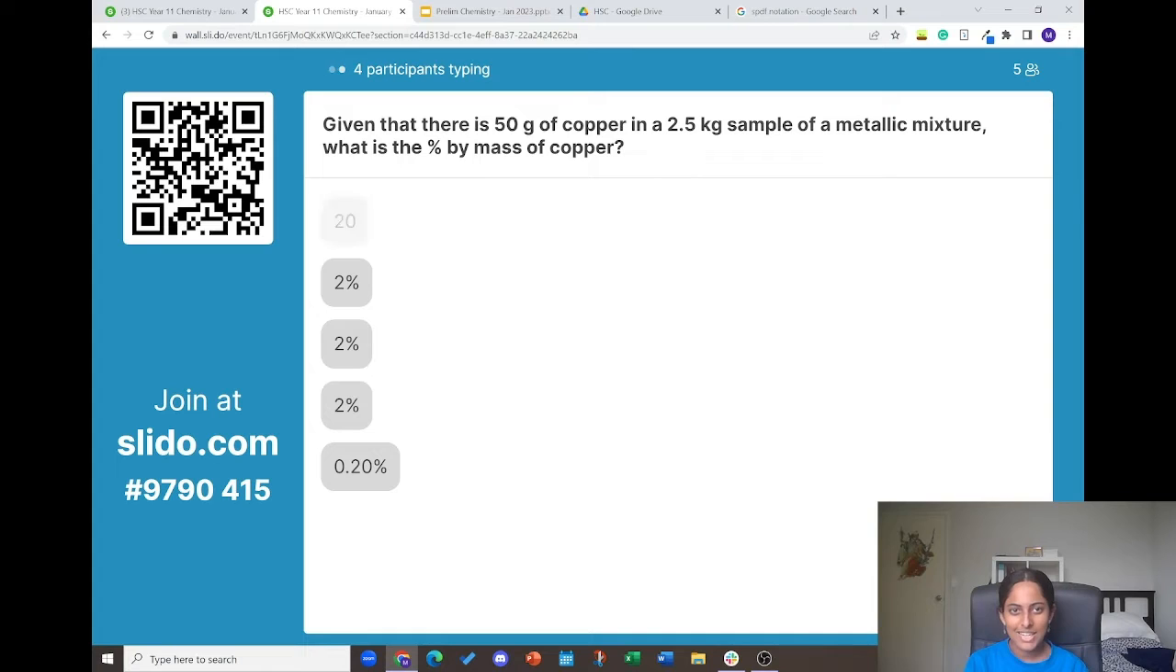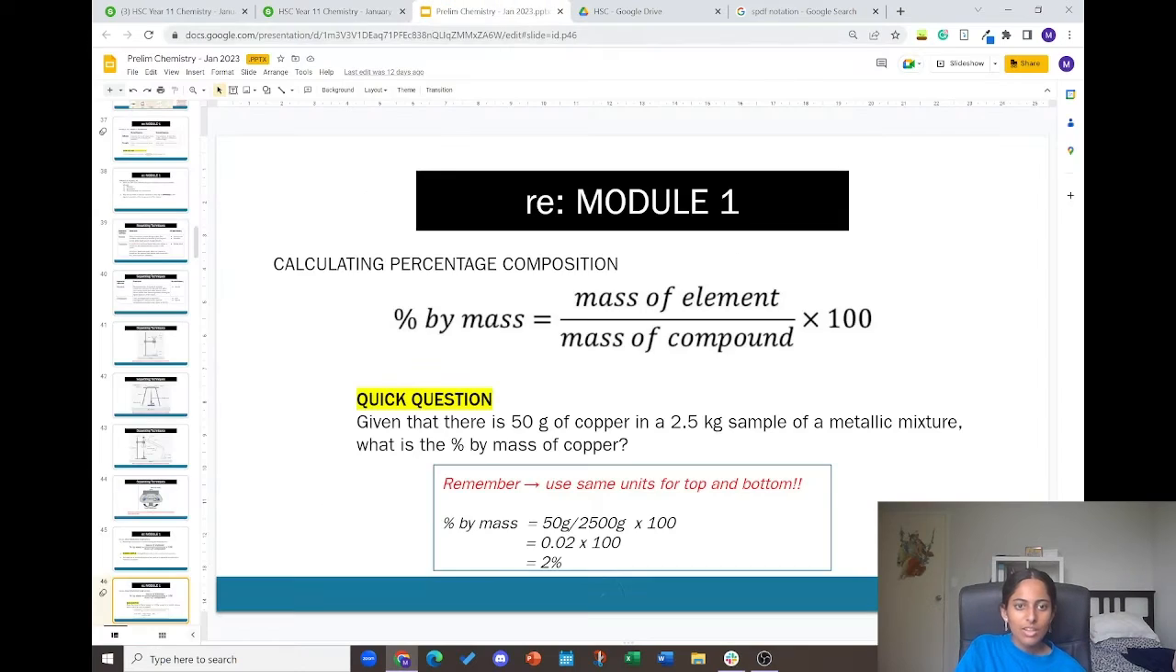Okay, most people are saying 2%. Some people are saying 20 or 20,000. Some more people are typing, so we'll let them finish it off. All right. So remember how I said we need the same units?